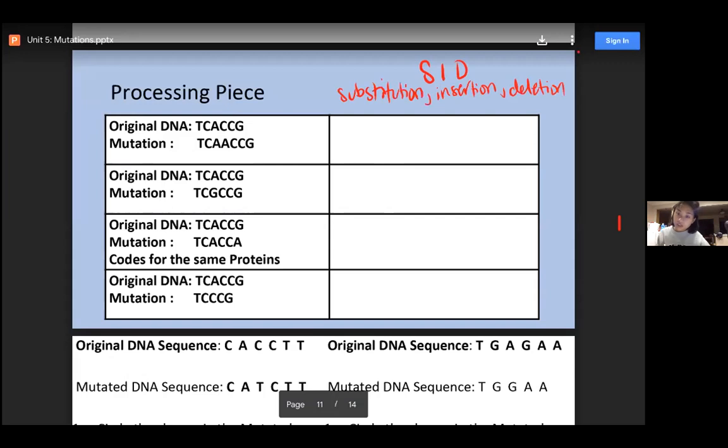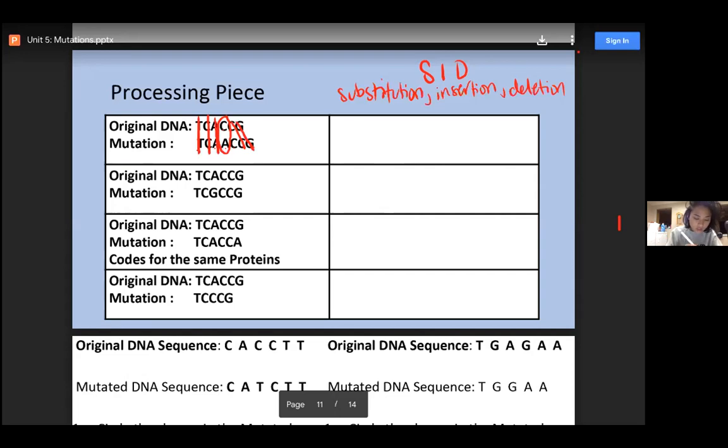So I can either substitute or change part of the DNA sequence, I can insert a random nucleotide, or I can delete one. So let's look at this original piece of DNA, TCACCG. And then we see that it got mutated to TCAACCG. Now I'm going to look at what has changed here. So this is the same, this is the same, this is the same, this is not the same, but this is the same, and this is the same.